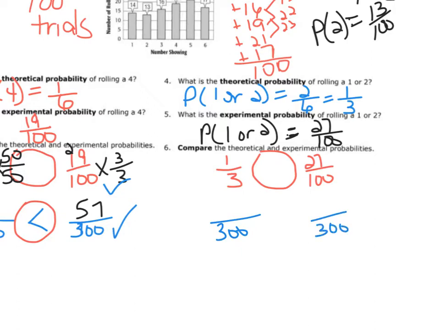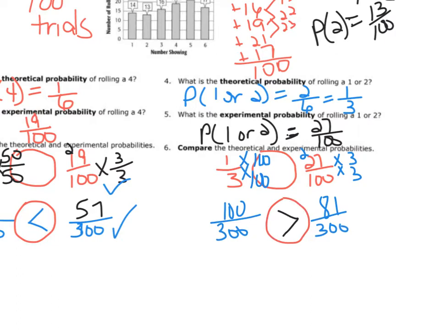Okay, so 1/3 becomes 100 over 300, because 3 times 100 gives you 300, and 1 times 100 is 100. And then 27 times 3. We're going to do 3 times 7 is 21. 3 times 2 is 6 plus 2 is 81. So is 100 greater than, less than, or equal to 81? It's greater than.